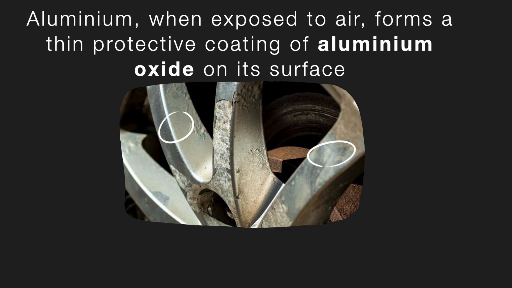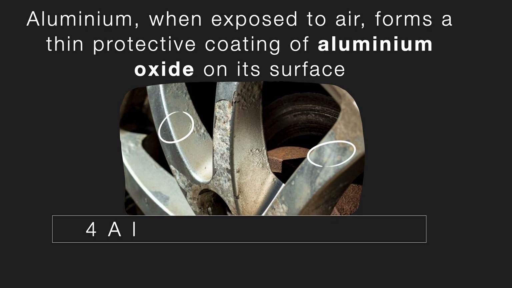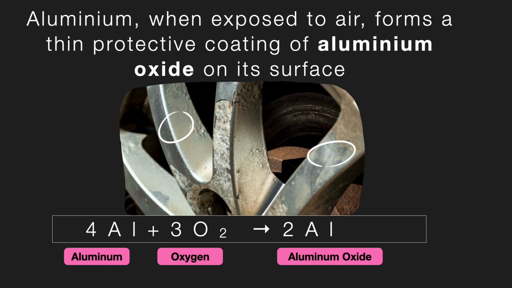Let's look at the chemical reaction. That is 4Al, aluminium, reacts with 3O2, oxygen, to give 2Al2O3, that is aluminium oxide, which is the layer that is forming over the surface of aluminium.